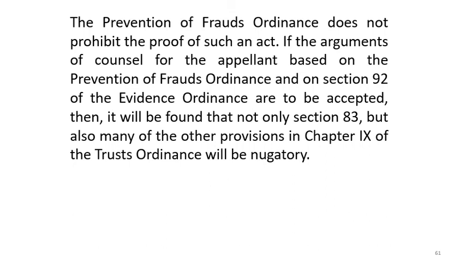If the arguments of counsel for the appellant based on the Prevention of Frauds Ordinance and on Section 92 of the Evidence Ordinance are to be accepted, then it will be found that not only Section 83 but also many other sections in Chapter 9 of the Trusts Ordinance will be nugatory. And that's useless, because if you accept those things, Section 2 of the Prevention of Frauds Ordinance and Section 92 of the Evidence Ordinance, then there won't be any trust at all under Chapter 9.